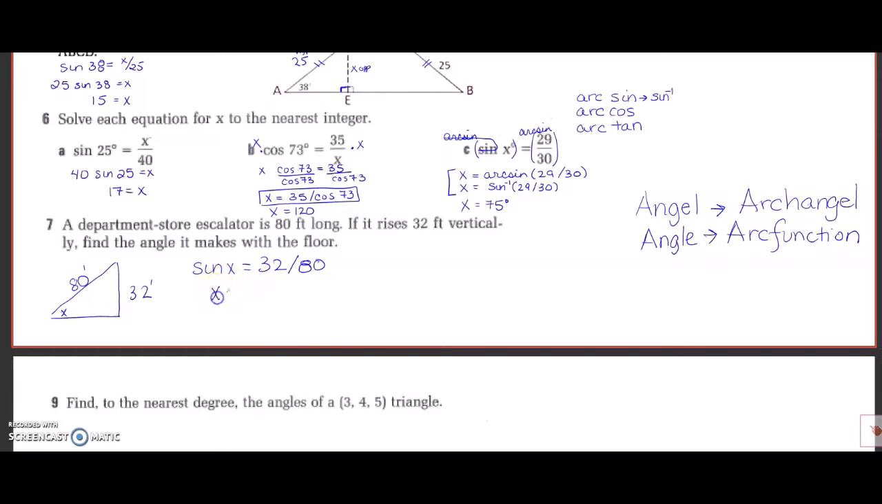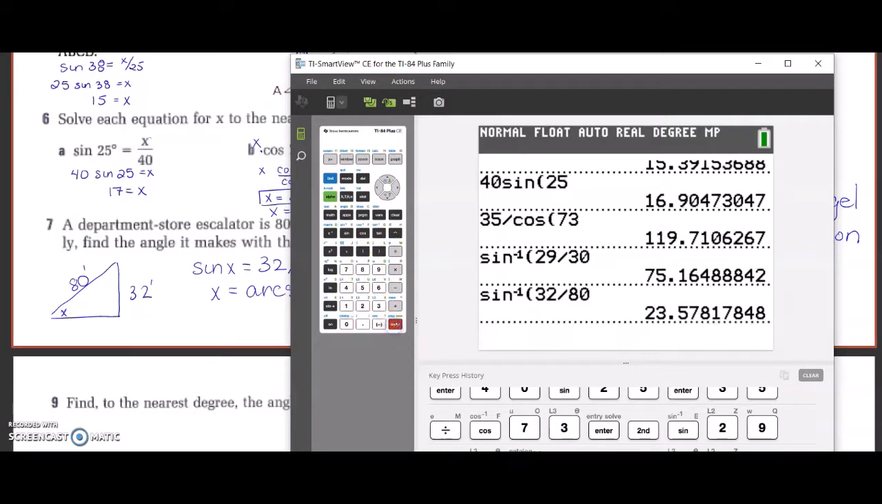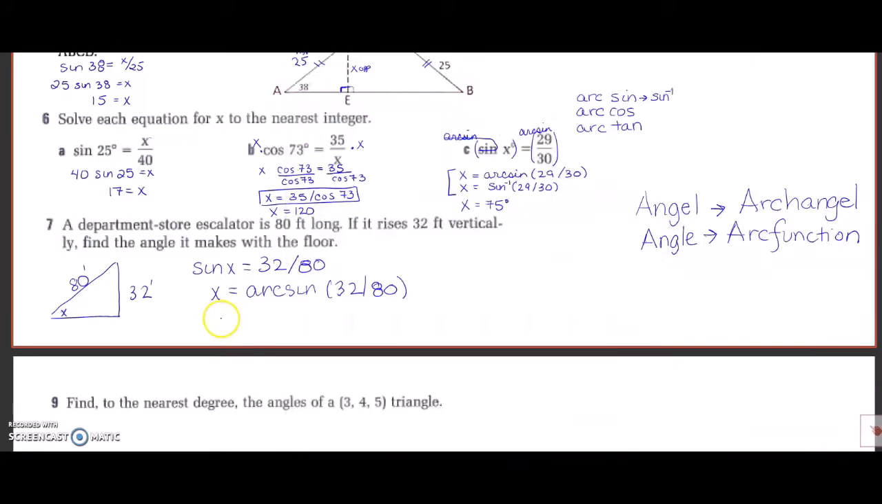So now I know that x is the arc sine of 32 divided by 80. That's my calculator ready form. So the second sine of 32 divided by 80 is about 24 degrees.